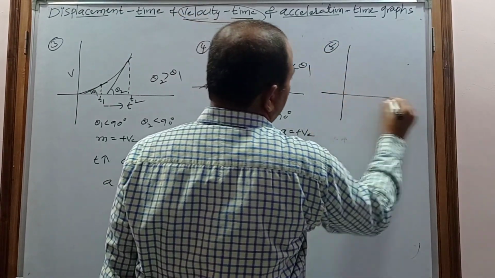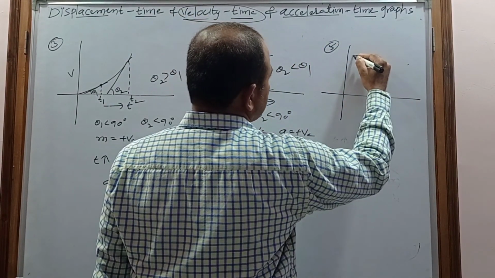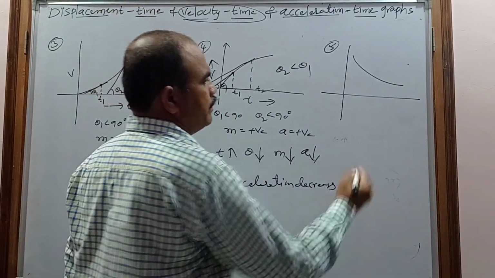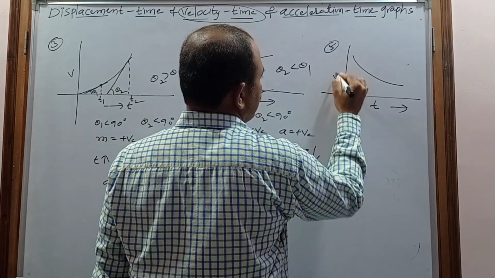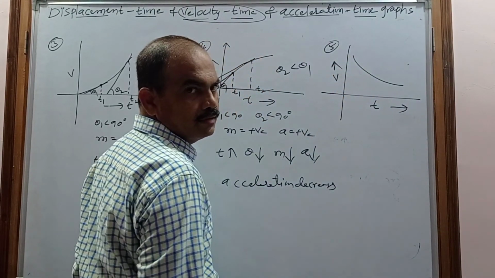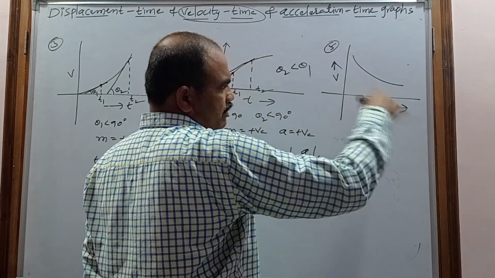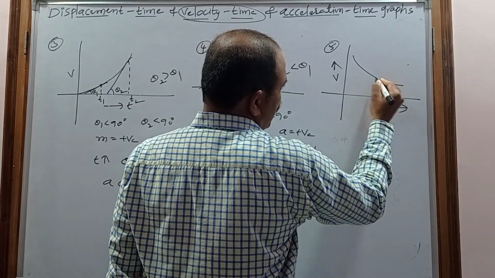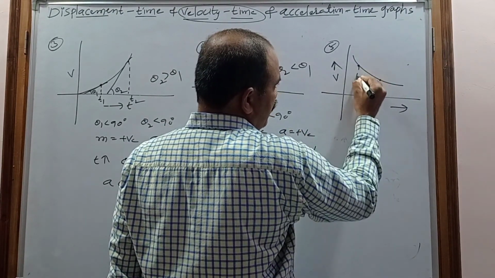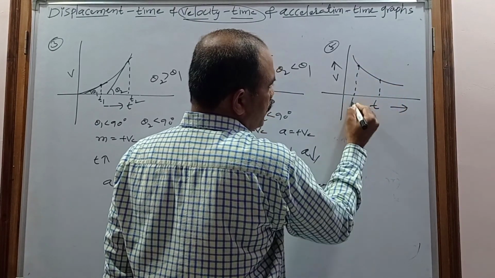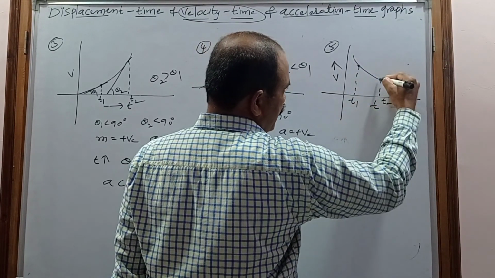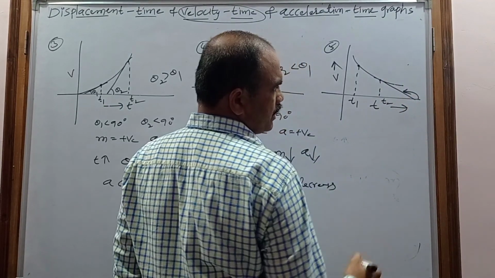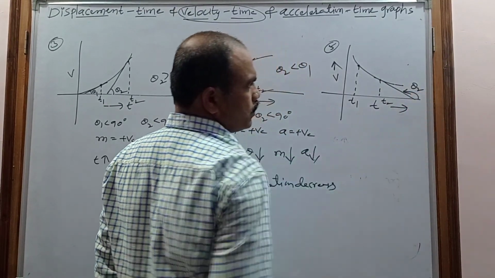If the velocity versus time graph looks like this, by taking time on the x-axis and velocity on the y-axis, the velocity is gradually decreasing. To explain the motion, I am taking two points, one at time t1 and another at time t2. At time t2, when I draw the tangent, this is the angle made by the tangent. Let us consider this as theta 2.